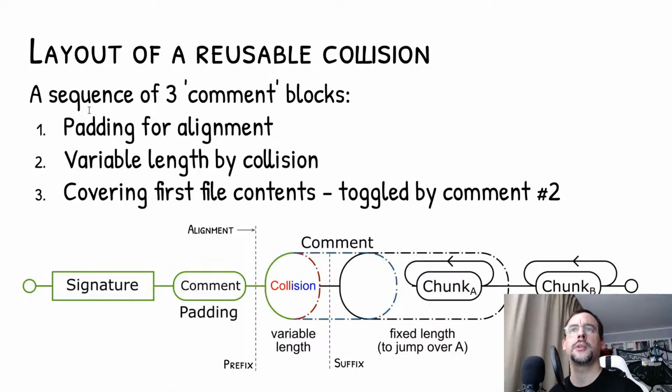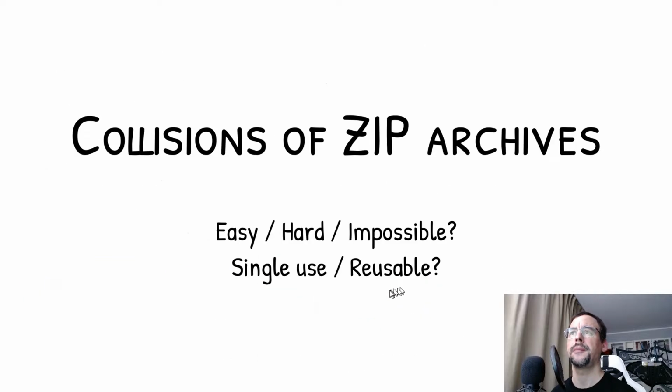The layout of a reusable collision, as we saw, usually there is some signature. You first abuse some command to align things. Then you declare a command that will act as a switch to turn on and off a bigger command. But here is where the hash collision is. So basically, this command will be bigger or longer. And then you add another command that will cover the whole content of the first file, which will make it ignored or not by the parser.